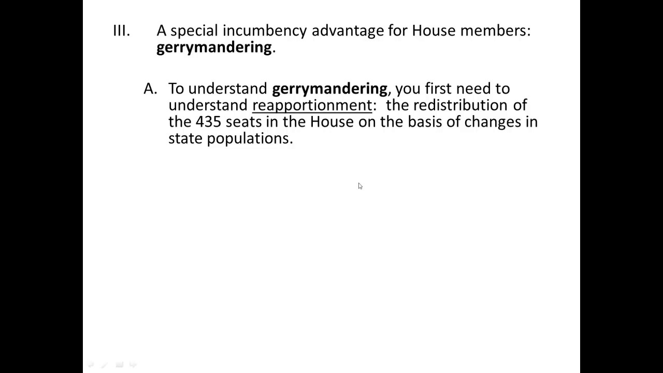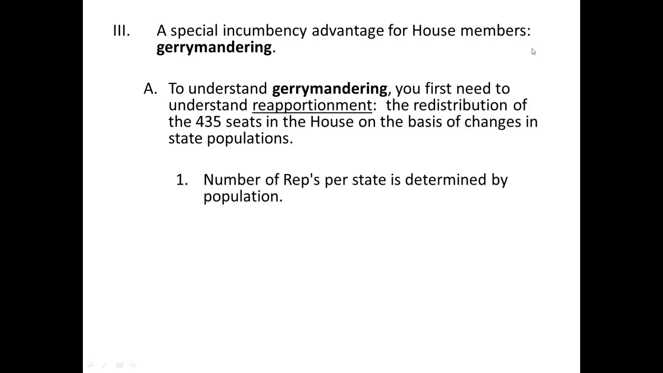All right, a special advantage for House members, not the Senate, but for the House, is gerrymandering. We've spent a lot of time in class talking about this as well. To understand gerrymandering, you need to understand reapportionment. The redistribution of 435 seats in the House on the basis of changes in state populations. What that means is as a state gets more and more people, the districts of that state need to be divided up differently. Remember, each district is supposed to represent close to an equal amount of people. And if a whole bunch of people leave Riverside and move to Orange County, then we need to redraw our districts, and that's reapportionment. Reapportionment, there's no bias in that term, that just means they're redrawing lines. Gerrymandering, of course, is redrawing those lines for a political gain.